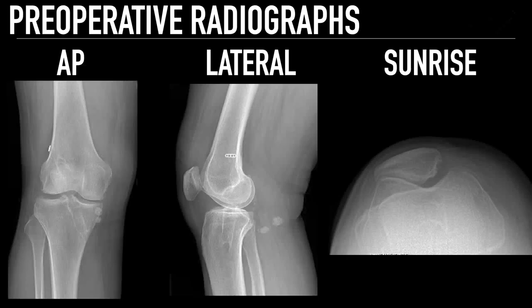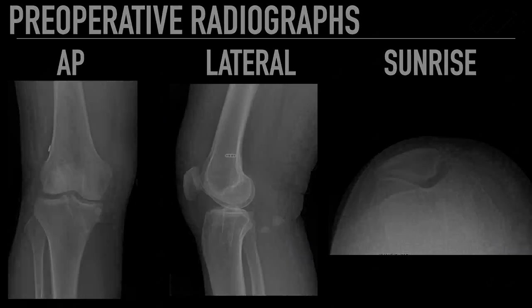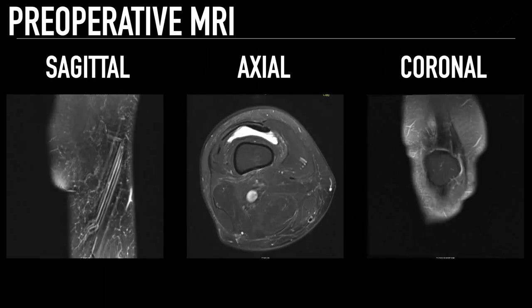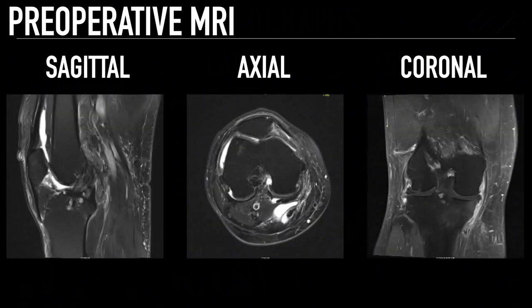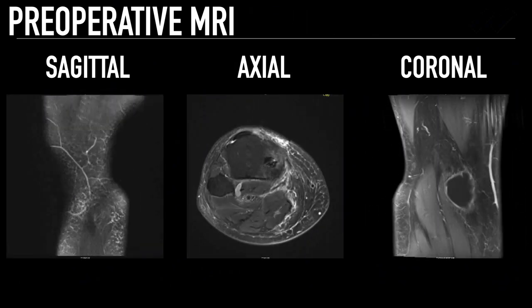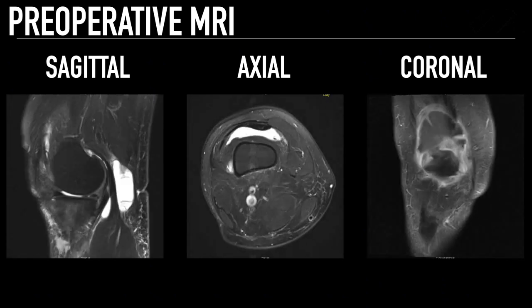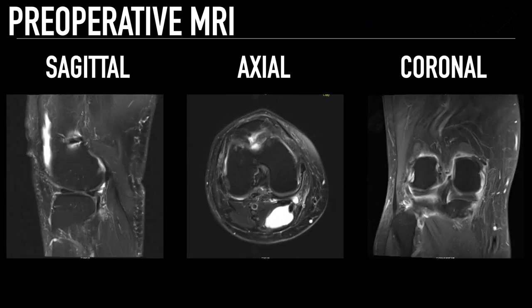For our patient, preoperative radiographs of the right knee were obtained. AP, lateral, and sunrise views demonstrated a medial compartment bipolar osteochondral defect. Preoperative MRI also revealed an intact ACL graft, a complex degenerative medial meniscus tear with subluxation, and a medial femoral condyle cartilage focal defect with edema.